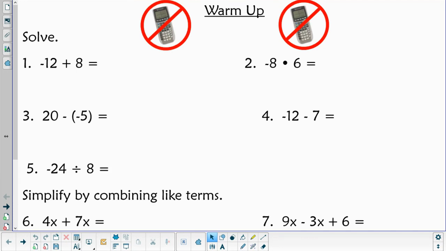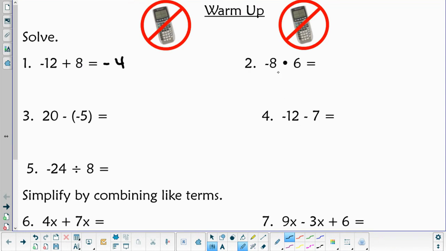All right, so for the first one, we have negative 12 plus 8. So I always imagine I'm looking at a number line. If I'm at negative 12 on the number line and I'm adding, I'm going to be moving to the right. So if I move 8 spaces to the right, I'm still negative, but I'm at negative what? I'm at negative 4.